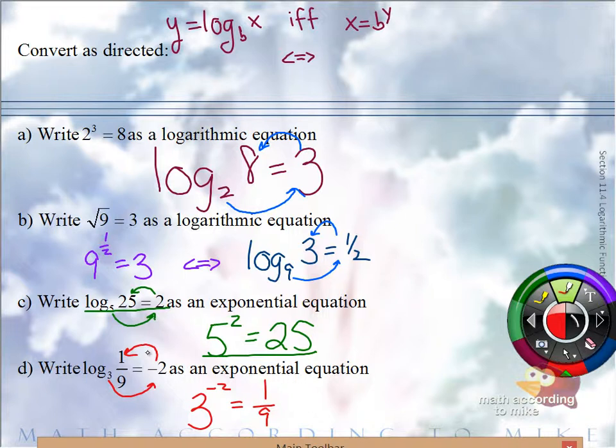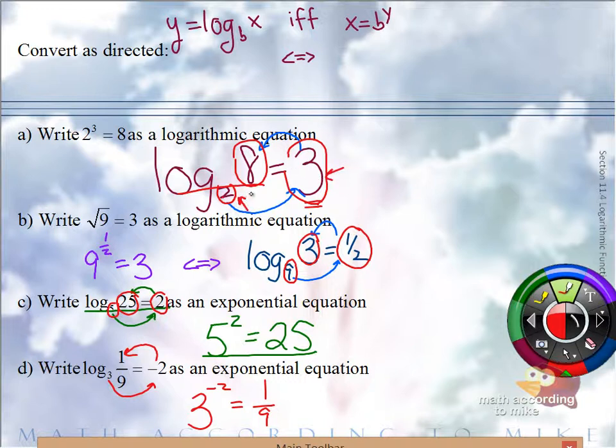To summarize all 4 parts here, whatever the logarithm equals, in part A it's equal to 3. 3 is the exponent of 2 that gives you 8. 1/2 was the exponent of 9 that gives you 3. 2 is the exponent of 5 that gives you 25. In other words, the logarithm is equal to the exponent of the base that gives you the argument. The logarithm is the exponent of the base that gives you the argument.